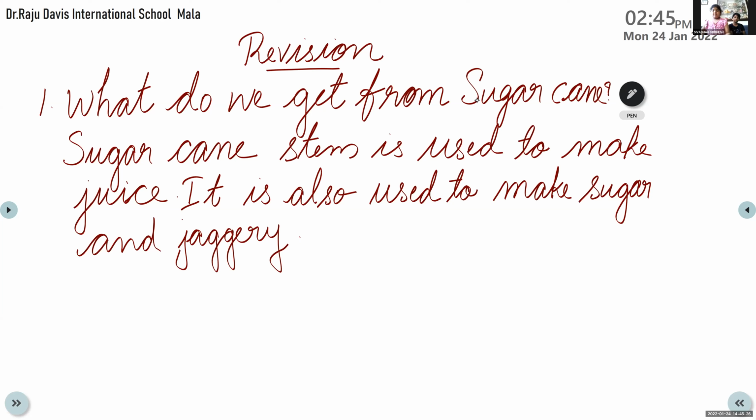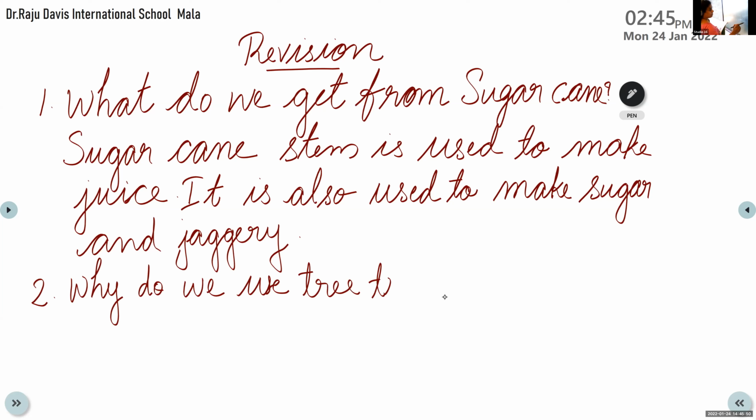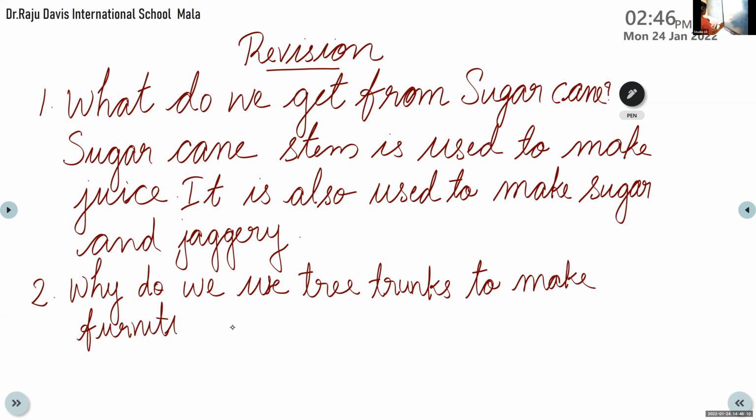Okay, Rayan, then you please write there. Why do we use tree trunks to make furniture? That is the question. Ma'am, we need to write in our book. Ma'am, can you send this in the WhatsApp? This one already you finished, no? In the workbook? Ma'am, I cannot see. Maybe the network issue.